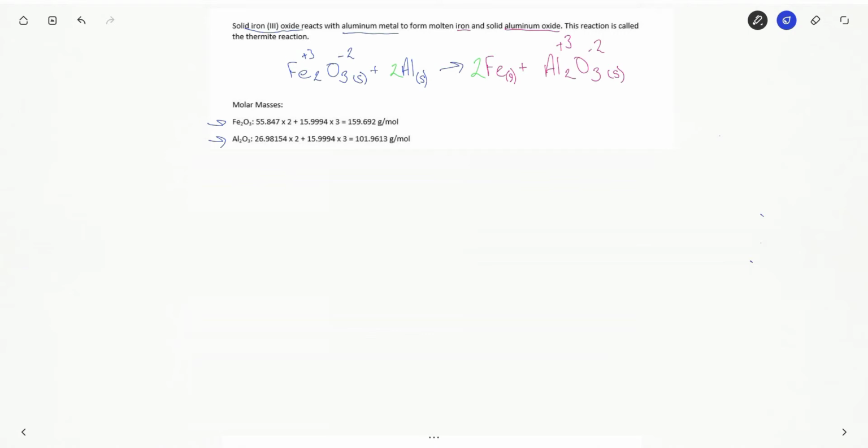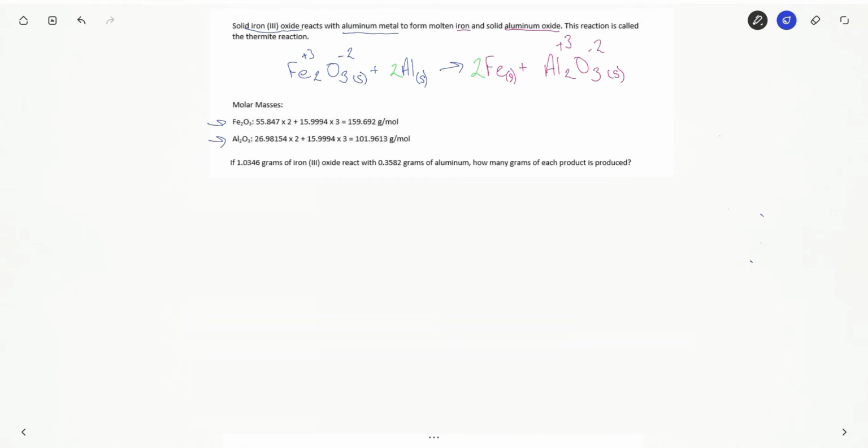Now I'm going to read the question that you will most likely see when you have a limiting reagent problem. And the question reads, if 1.0346 grams of iron 3 oxide react with 0.3582 grams of aluminum, how many grams of each product is produced? Just as a reminder, this is part one of a two-part series.